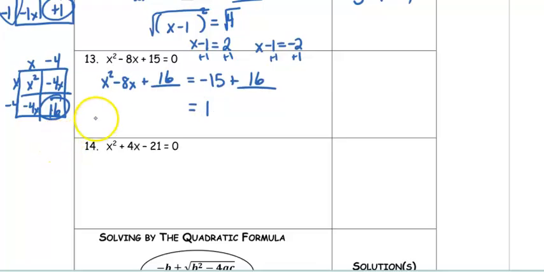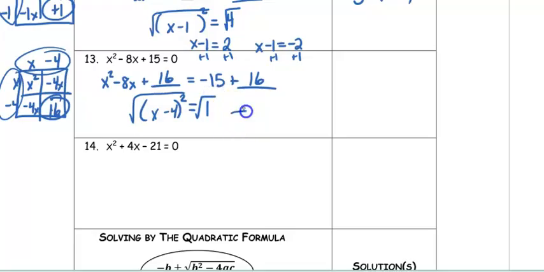On the right side, negative 15 plus 16 is 1. On the left side, this factors to x minus 4 times x minus 4, which is x minus 4 squared. Now you're ready to finish solving using square roots. So you square root both sides. So that gets you x minus 4 equals the square root of 1 is 1, and x minus 4 equals negative 1, because that's the point where you get 2 solutions. So you add 4, and that gives you 5 and 3.